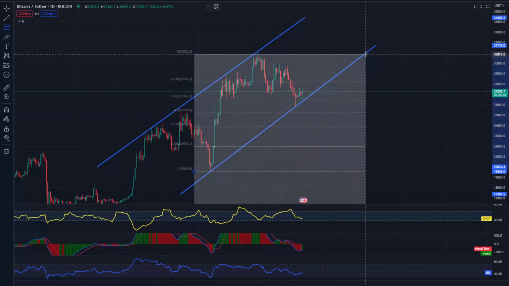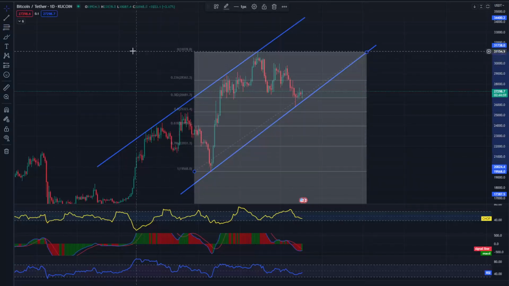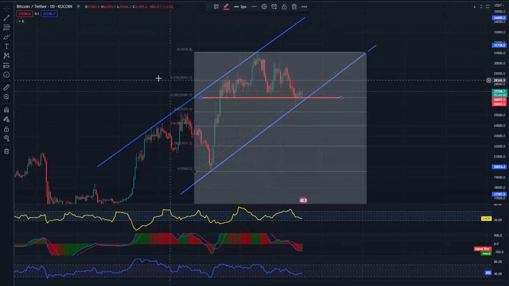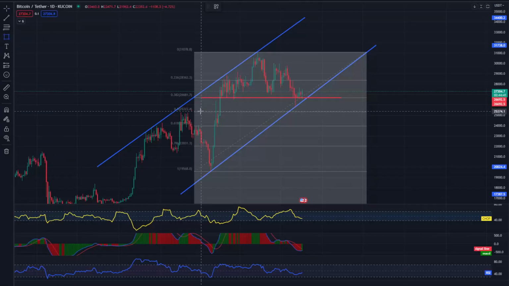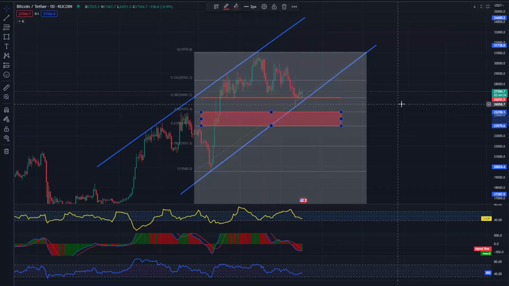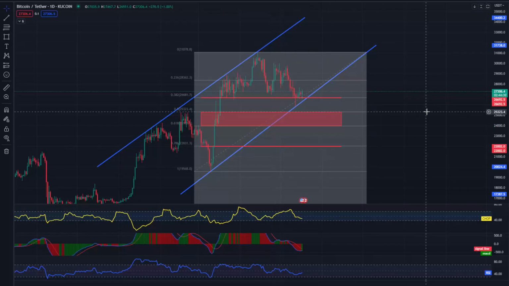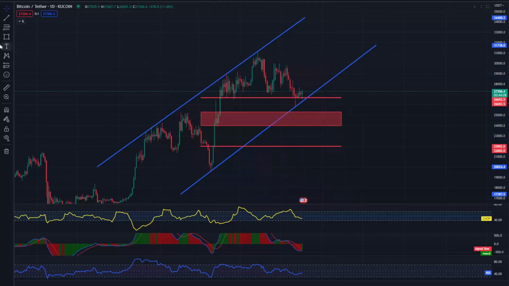Now we can move on to marking the places of support in the event of a correction. And here in the first place we have support that currently holds the price at $26,692. Then it is worth marking a strong support zone from $25,298 to $23,979. However, when we fall below this zone, we can see a drop around $22,002.